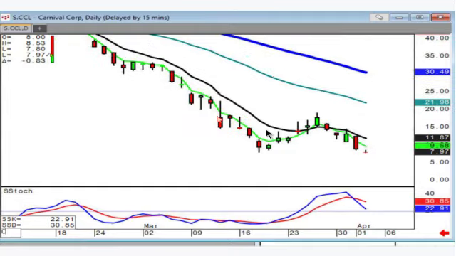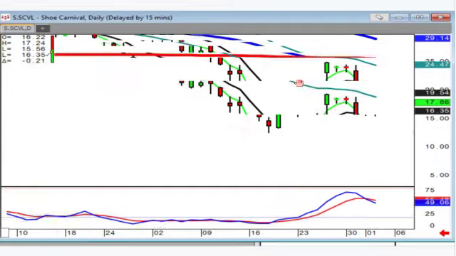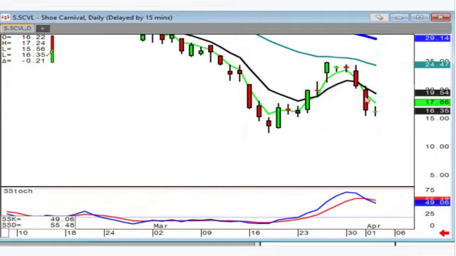Kind of figured if you have Shoe Carnival, I figure that must be a cruise line where you float around in big shoes.